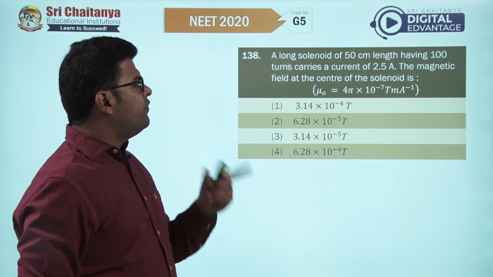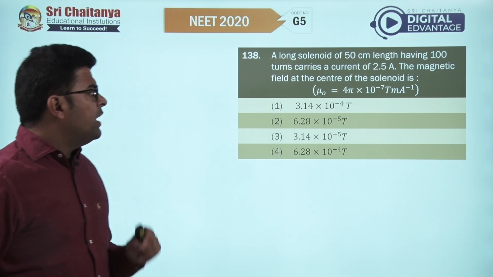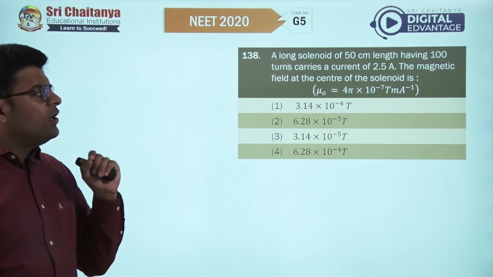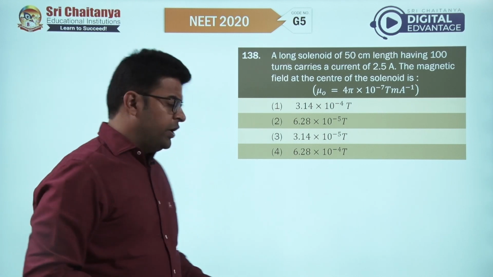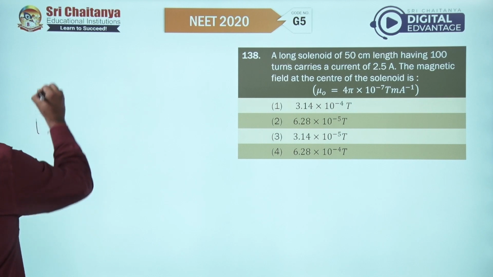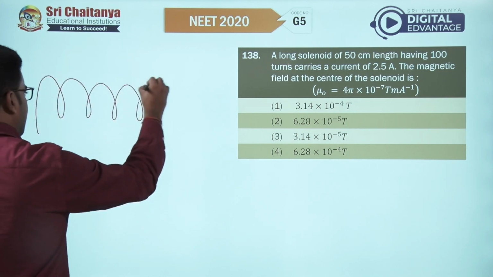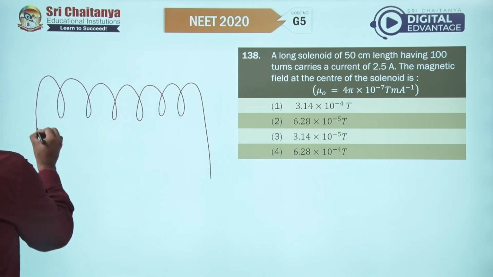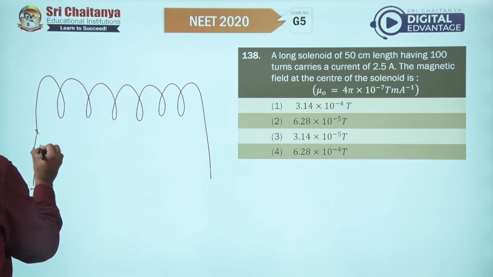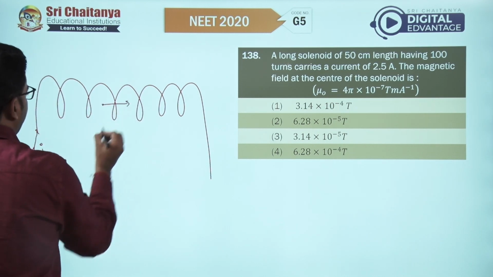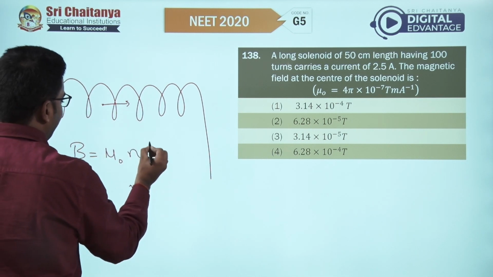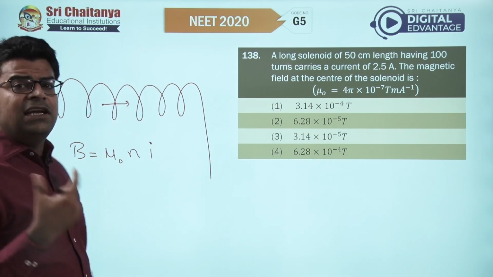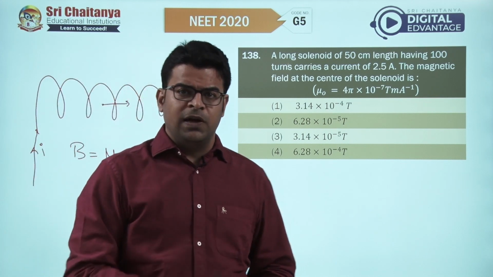A solenoid of 50 centimeter length having 100 turns carries a current of 2.5 ampere. The magnetic field at the center of the solenoid. So if we have a solenoid with us through which, let's say, a current I flows, we know that the magnetic field inside the solenoid is given by mu naught n I. What is n here? n is the number of turns per unit length.